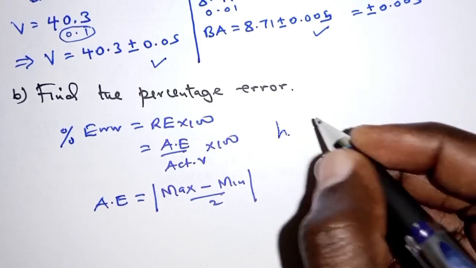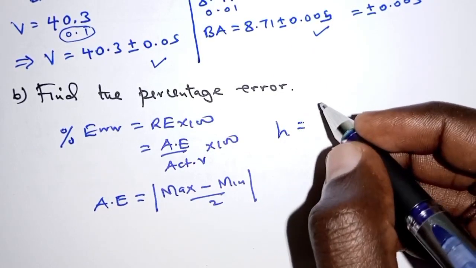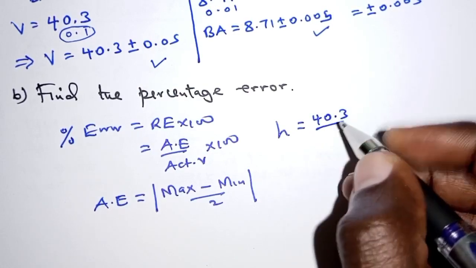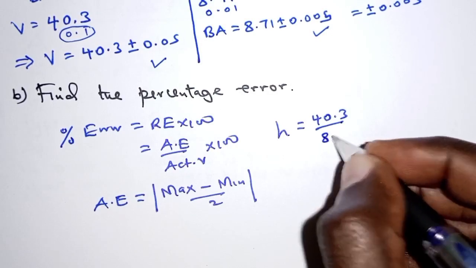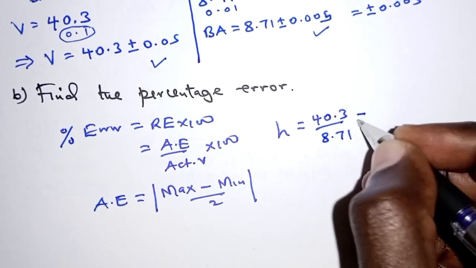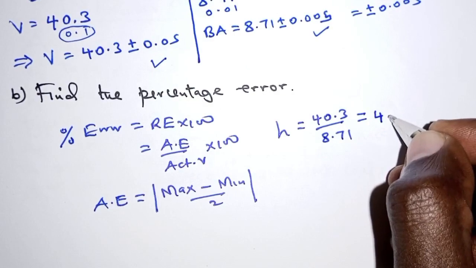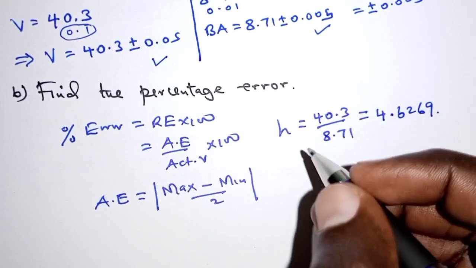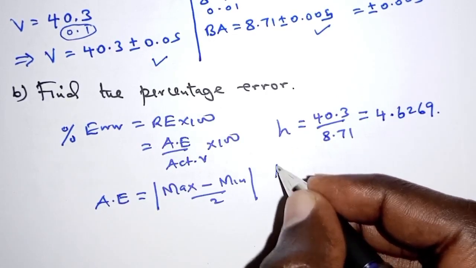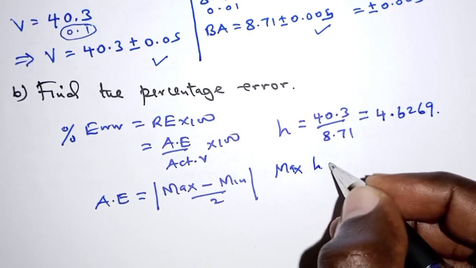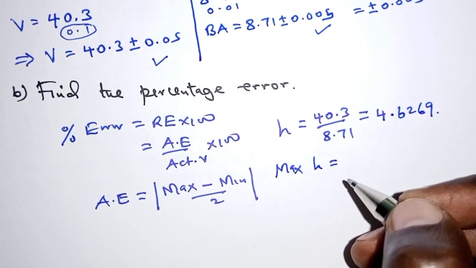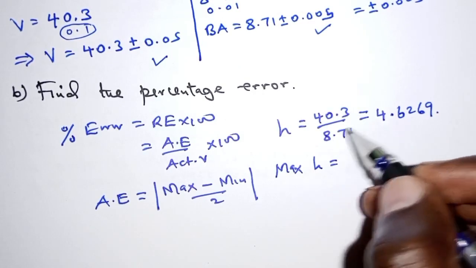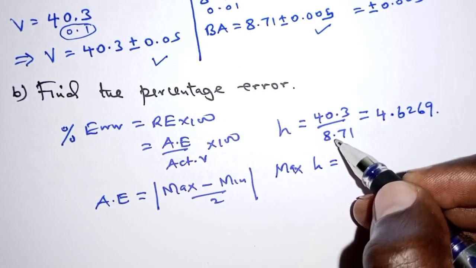So H, that is the actual one, is the volume, which is 40.3, over the base area, which is 8.71, and this should give us 4.6269. But we need to know the maximum value of H. Maximum value of H will be obtained as the maximum value of 40.3 over the minimum value of 8.71.